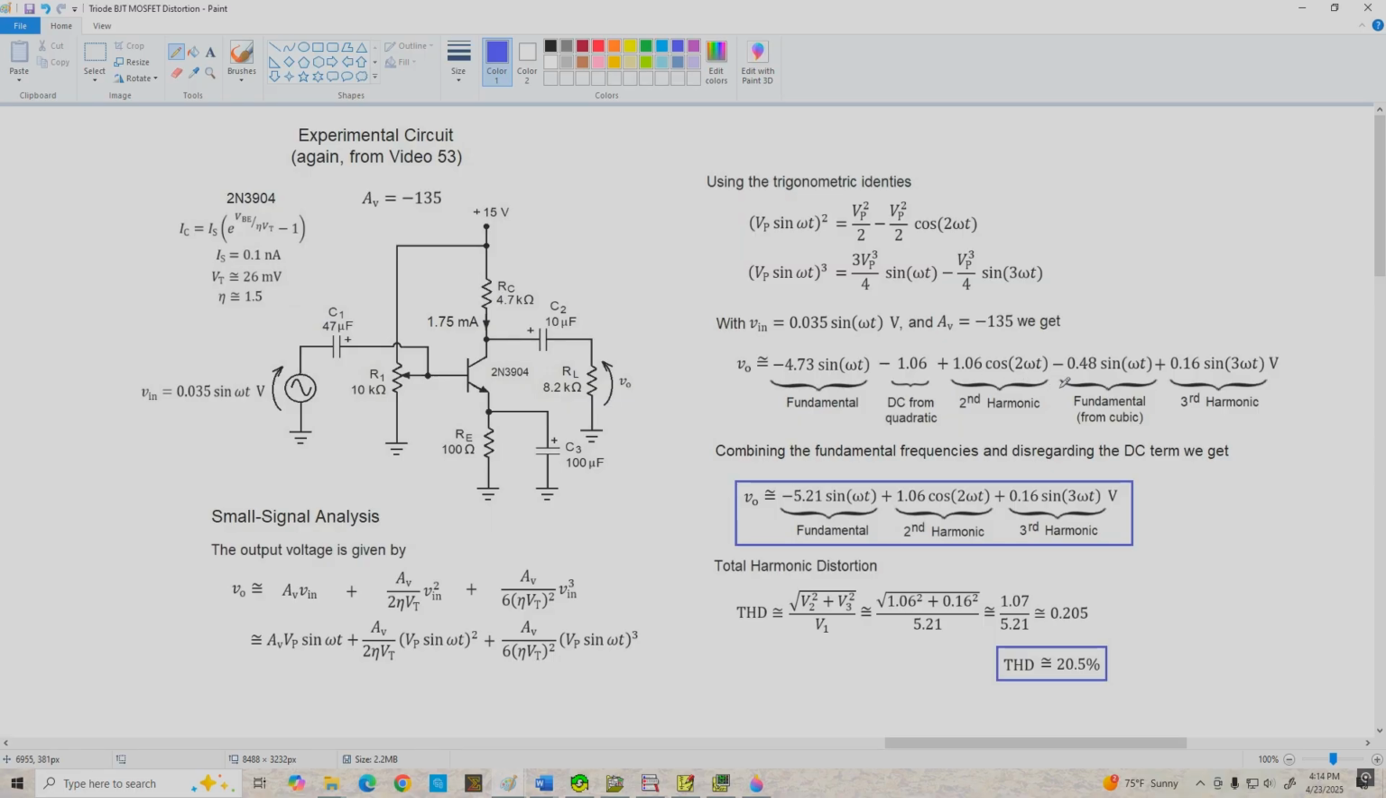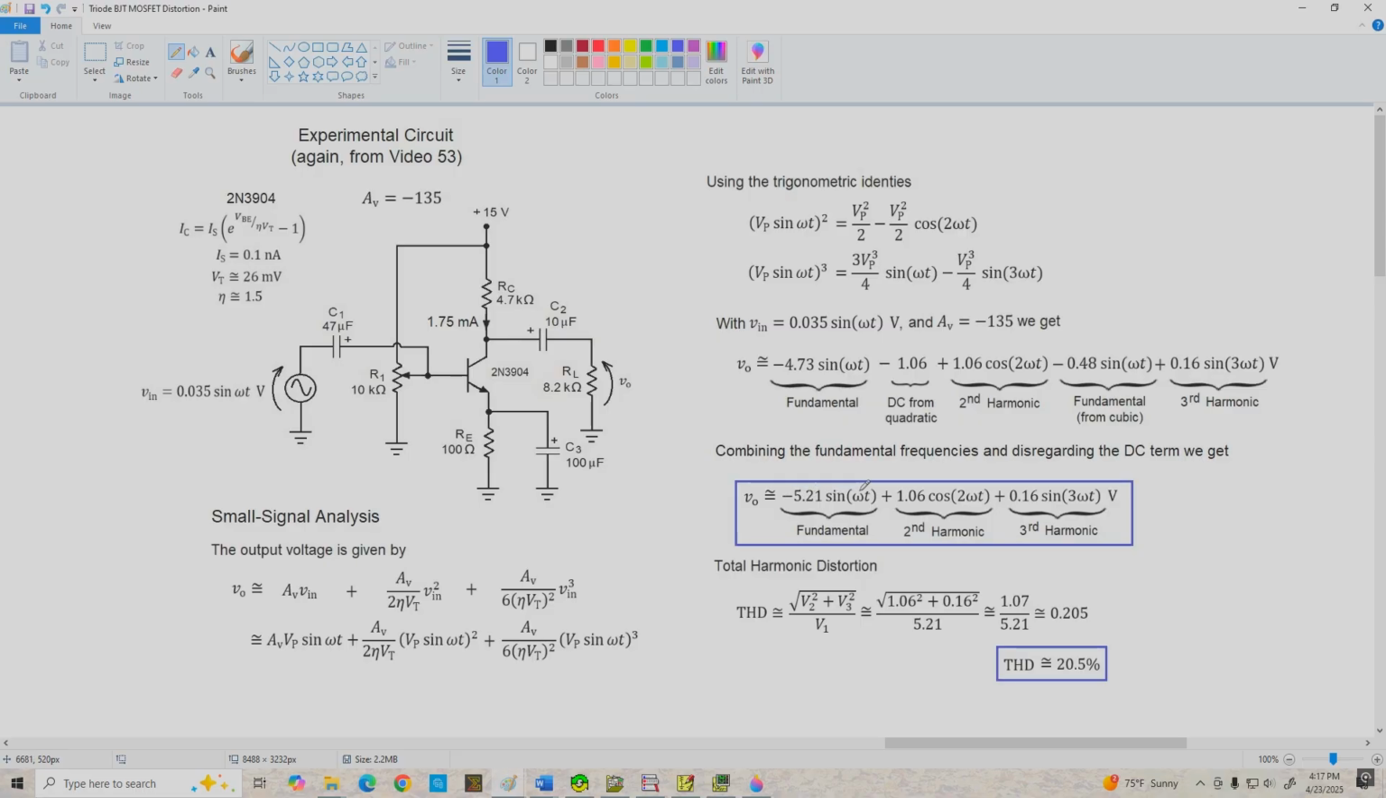Now the cubic contributes a sinusoidal component that's got the same phase as the fundamental, so these two components are additive. And finally, the third harmonic comes out the smallest with an amplitude of 0.16 volts peak. Now, since these two terms have the same frequency and phase, we can just add them together and bring it down. And if I just neglect the DC component to keep things as simple as possible, here's what we get out.